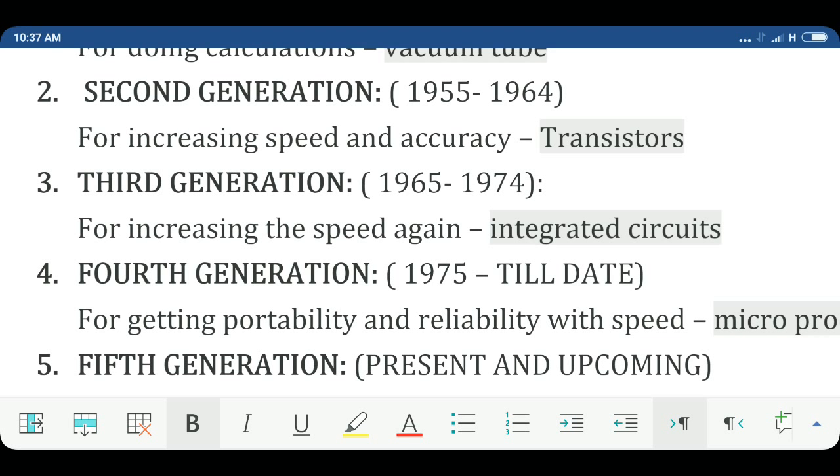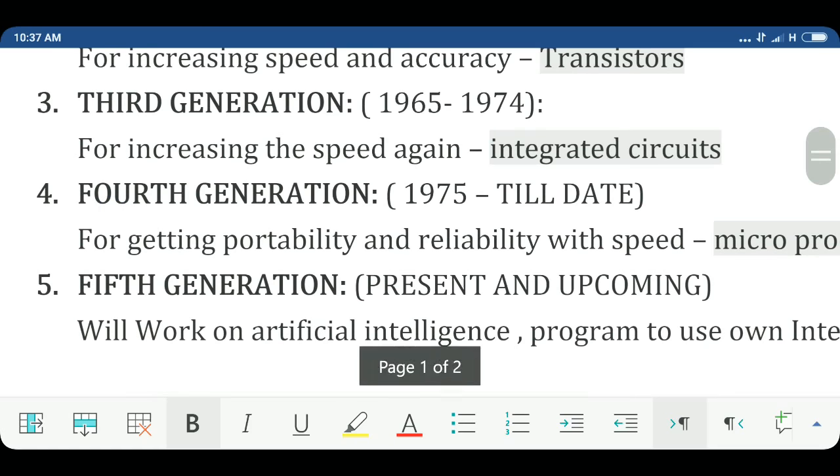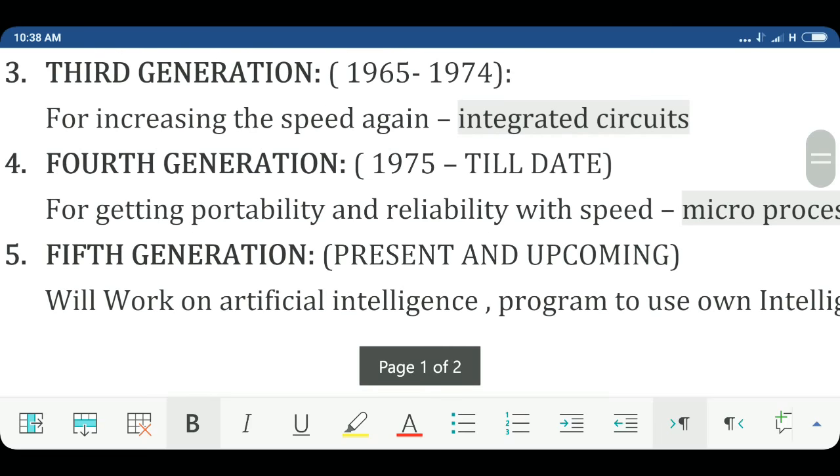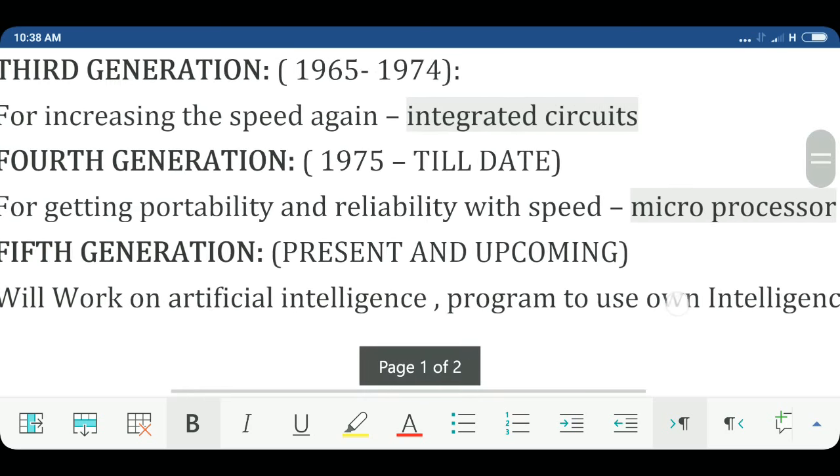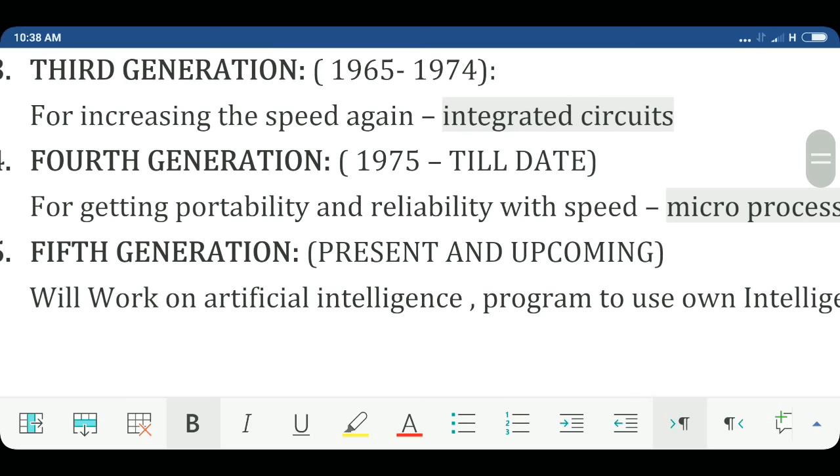Fourth generation, 1975 till date. So from 1975 till present, we are seeing the fourth generation. We are living in the fourth generation of the computer era, for getting portability and reliability with speed. Portability means anyone can carry such devices, and reliability with speed. Microprocessors were used, or rather are being used, because this is continuing till the present. So microprocessors are being used in the present, which tells you about the fourth generation.